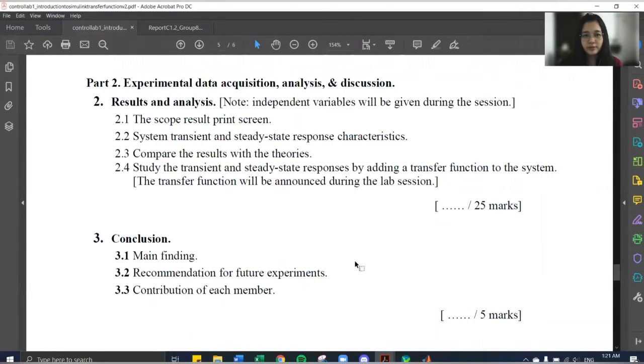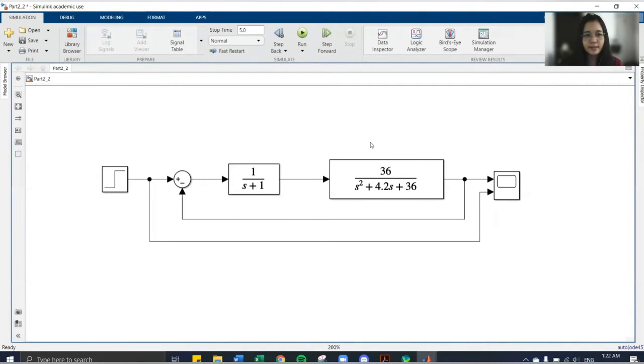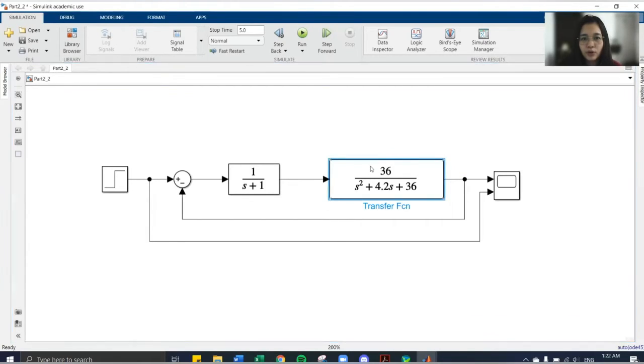For this lab 1 part 2, I will explain 2.4, which is to study the transient and steady state response by adding a transfer function to the system. Now let us see the block diagram for 2.4. So this is the block diagram. Basically we are just using back the transfer function from the previous lab. We only change the value.